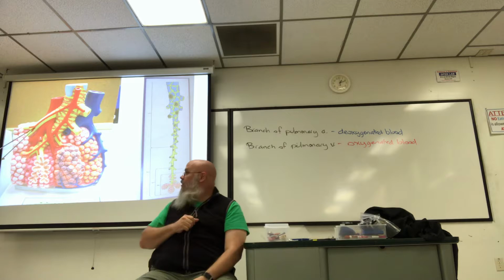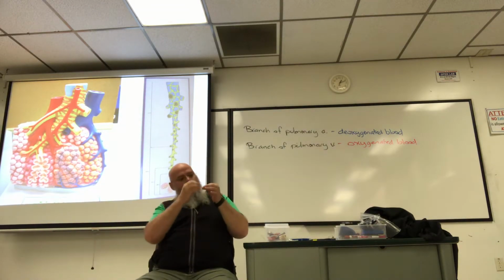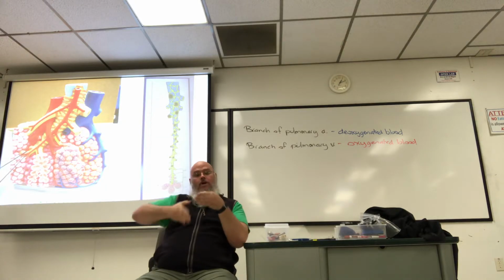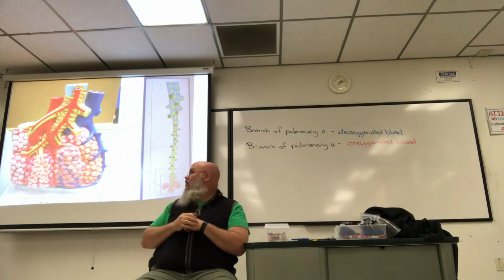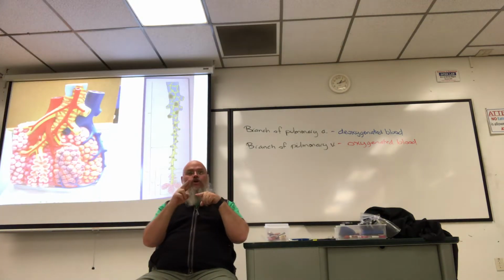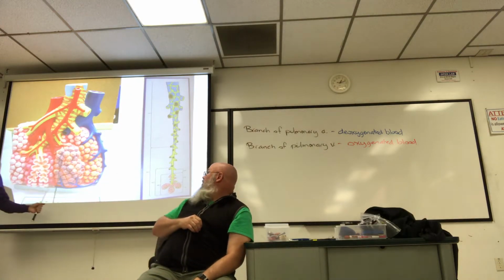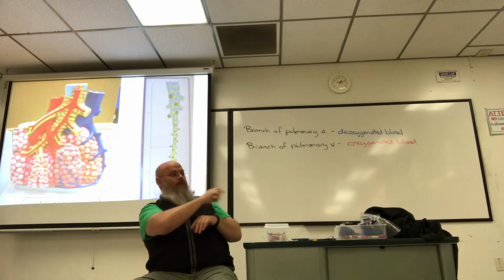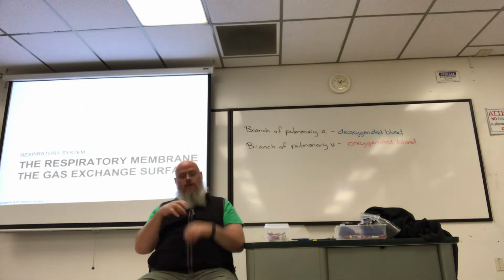If it doesn't have the alveolar spaces on it, you can just call it a terminal bronchiole. Just don't call it respiratory, because it's got to have the alveolar spaces on it. And this is the model that has that picture, in case you're wondering where it came from. So let's talk about the respiratory membrane where the gas exchange occurs. And you have a nice figure on it.